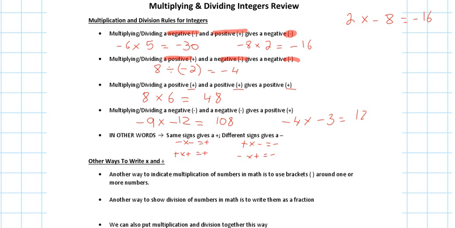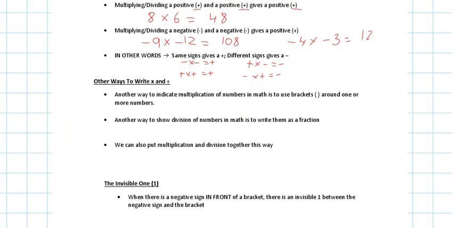Sometimes we write things differently, like instead of writing the actual multiplication sign, which is the x, or instead of writing the division, we write them a little differently, okay? So if you see two numbers or two things next to each other, that's the same thing as writing negative 2 times 3. That's also multiplication, okay?